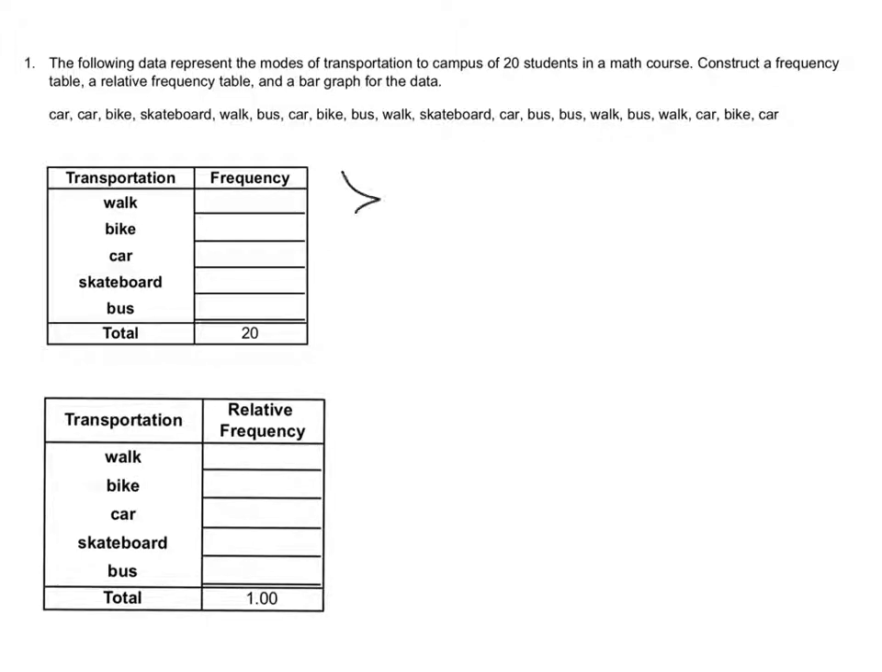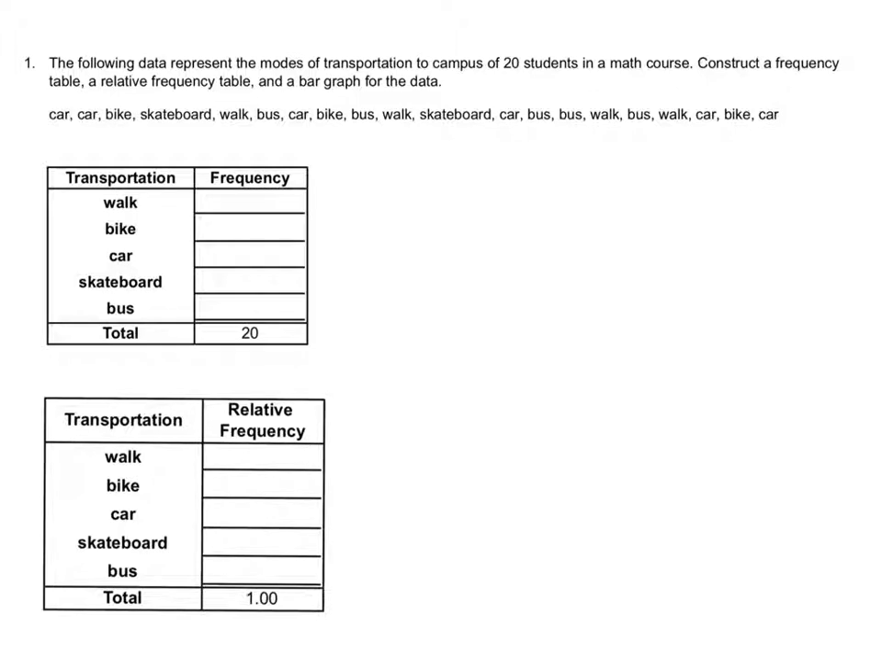So if we look here, we have a chart. And the first column lists our values, which is the modes of transportation. And notice we just list the different types of transportation. We have walk, bike, car, skateboard, and the bus. Now for our second column, we want to count the number of times each value appears in our data set, and that's going to be our frequency.